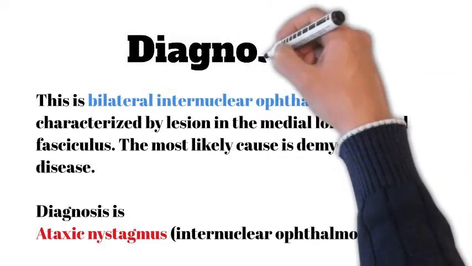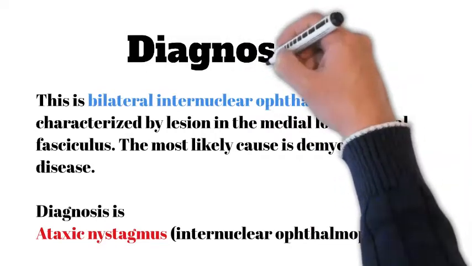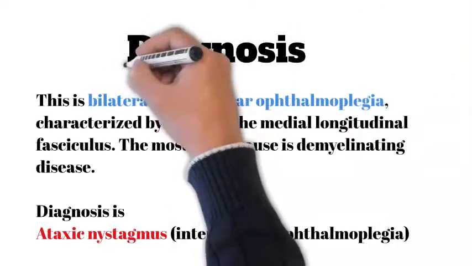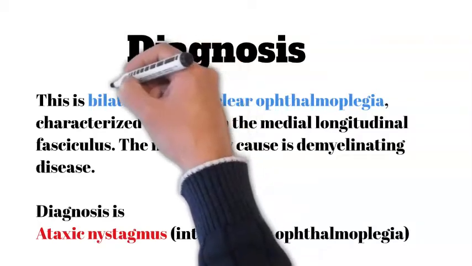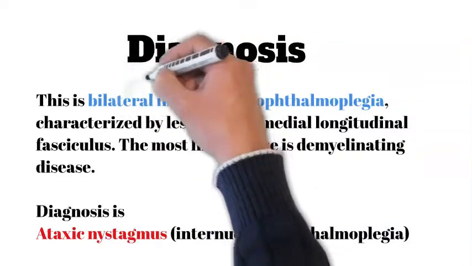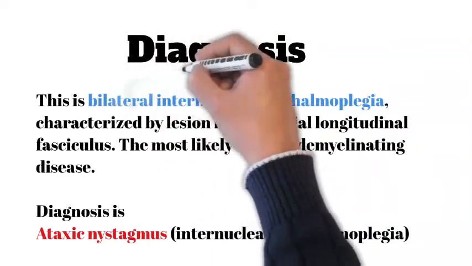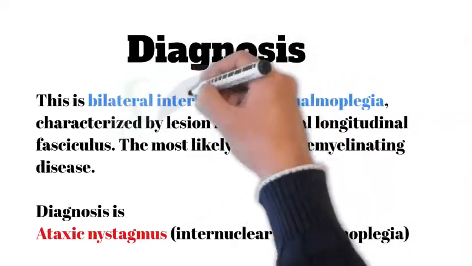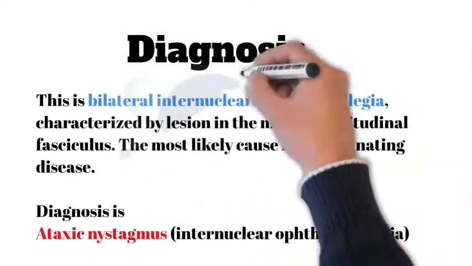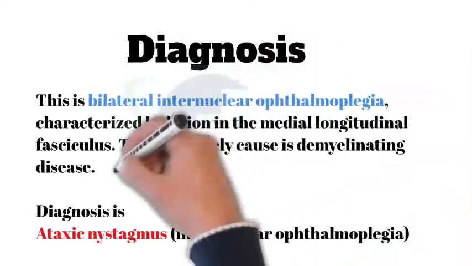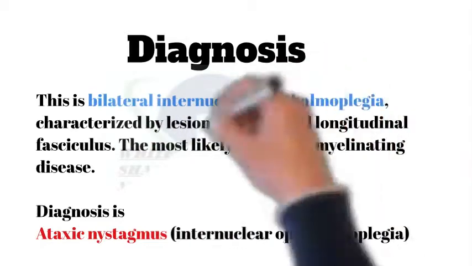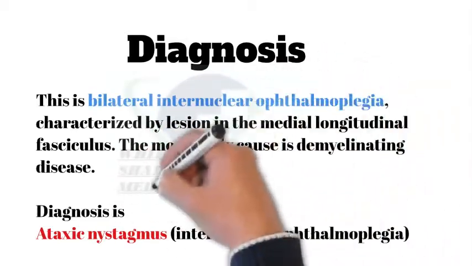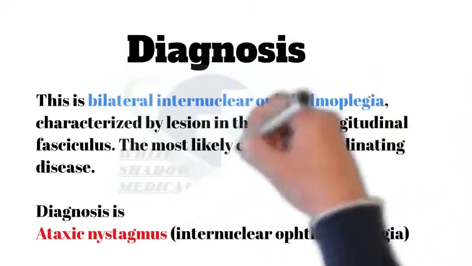The impaired adduction on attempted horizontal gaze may be complete, the eye does not move past the midpoint, or partial, the eye incompletely adducts, or adducts at lesser than normal speed. This results in dissociation of conjugate eye movements. The adduction becomes normal when the contralateral, abducting, eye is covered. Internuclear ophthalmoplegia is due to a lesion in the medial longitudinal fasciculus.